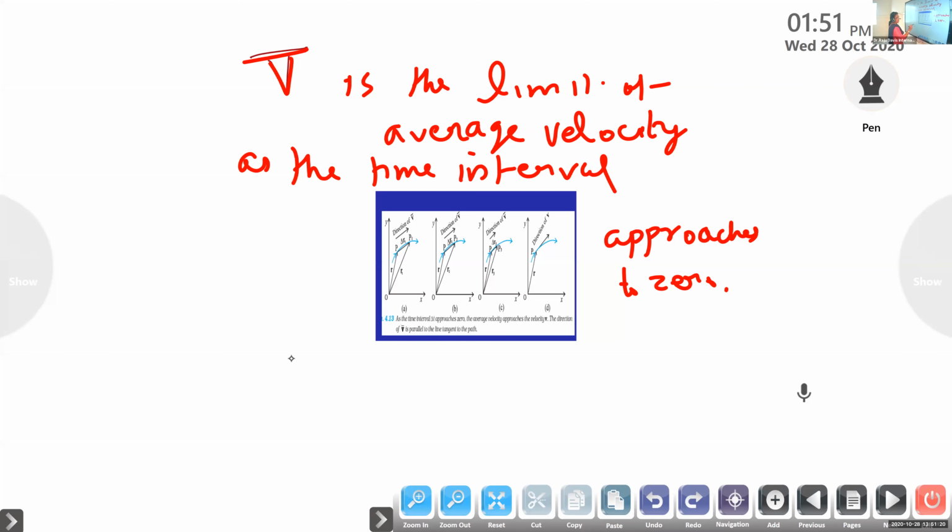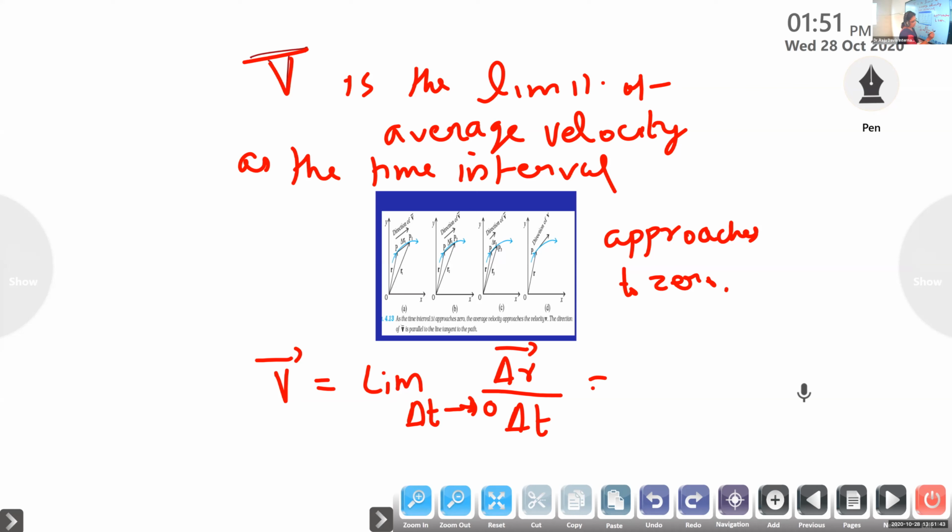Therefore, we can write instantaneous velocity v is equal to limit delta t tends to 0 of del r, that is change in position, divided by del t, which is equal to dr by dt. So this is the expression of instantaneous velocity: limit delta t tends to 0 of del r divided by del t is equal to dr by dt.